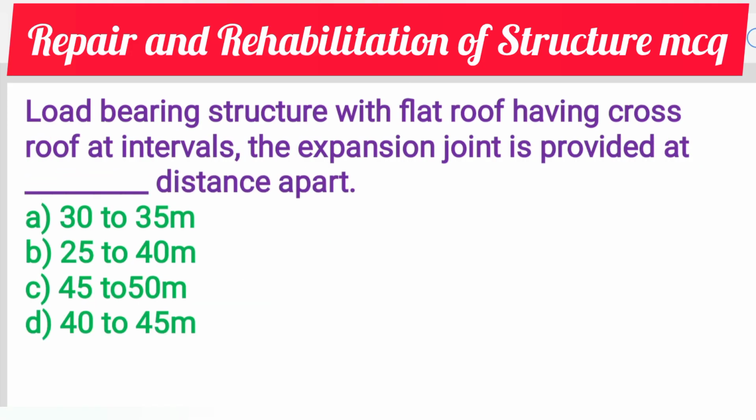Next question, in a load bearing structure with flat roof, the expansion joint is provided at the dash distance. Option A 30 to 35 meter, option B 25 to 40 meter, option C 45 to 50 meter, option D 40 to 45 meter. So the correct answer is option B 25 to 40 meter.